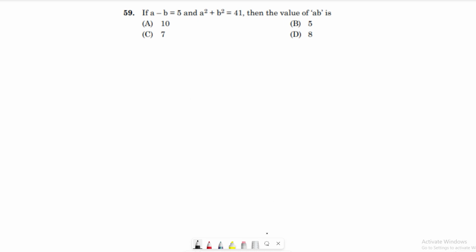See, the question says that a minus b equals 5 and a squared plus b squared equals 41. Then what will be the value of ab? Very easy, nothing to worry about. You just need to understand, then you can even do this question orally. Look, what value is given for a minus b? 5 is given, right? What will we do? We will square both sides.